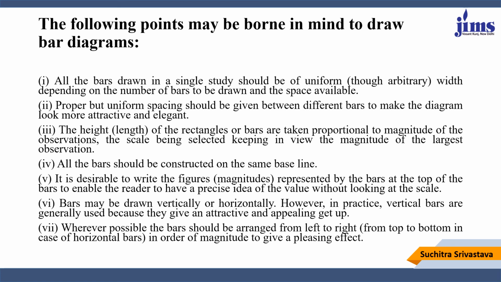Whenever possible, the bars should be arranged from left to right. That is, the lowest category, that is less than 40, being the first bar, second 40 to 50, 50 to 60, and then the last bar being greater than 60. Now, repeating the last point once again, wherever possible, the bars should be arranged from left to right, that is from top to bottom in case of horizontal bars, in order of magnitude to give a pleasing effect.